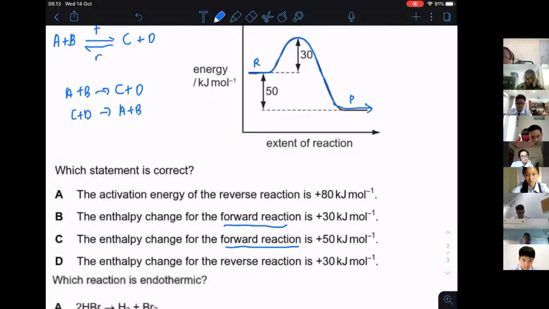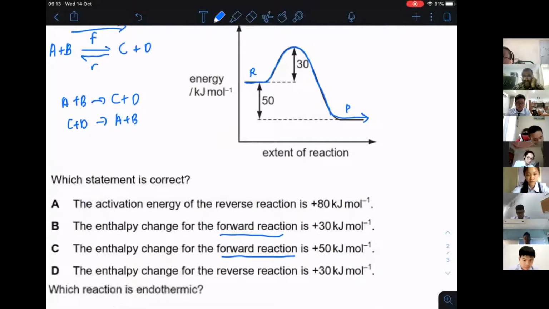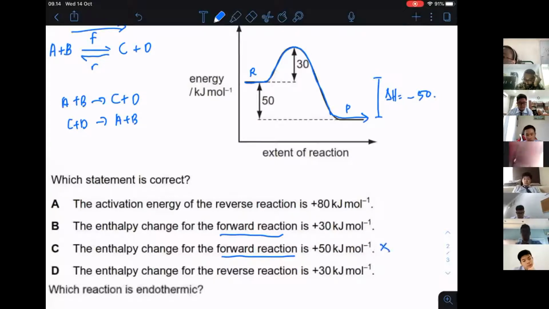Enthalpy change for the forward reaction is 30. Is this enthalpy change going to be 30 for this forward reaction, Jonathan? Is this endothermic or exothermic? Higher energy to lower energy. Delta H is negative, right? Heat is being released. Higher energy to lower energy, where did the extra energy go? It went out to the surroundings. So it's negative, and negative how much? Negative 50. So this is not going to be the answer. And here they also say it's going to be 30. No, the answer that I'm looking for is negative 50.